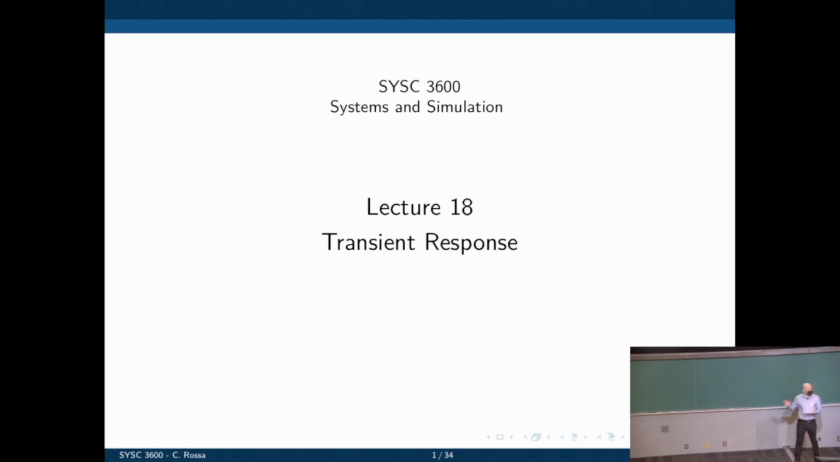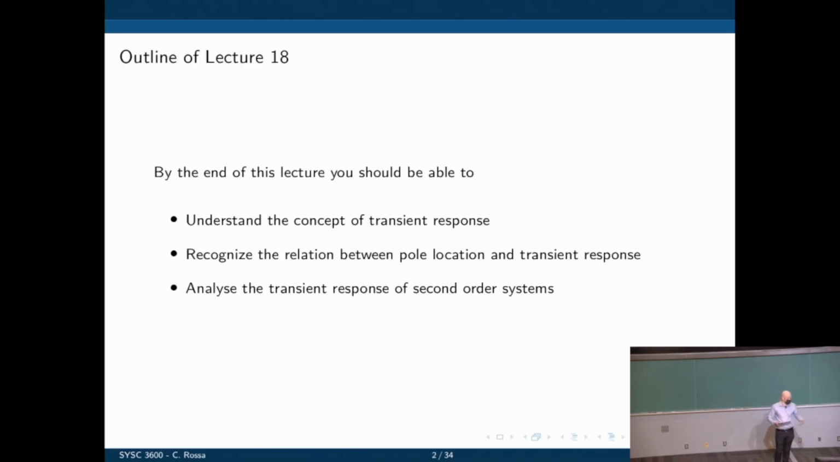So back here, we are going to study transient response. The idea is to quantify how a system responds to certain commands, and how we react to different types of inputs. So by the end of this lecture, you should be able to understand the concept of transient response. We covered this before, but here we are going to take it one step further. We want to quantify, to put a number on, to characterize how the system actually responds. Recognize the relation between pole locations and the transient response, and analyze the transient response of a second and first order system.